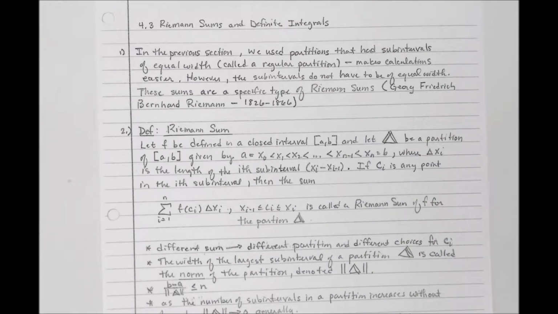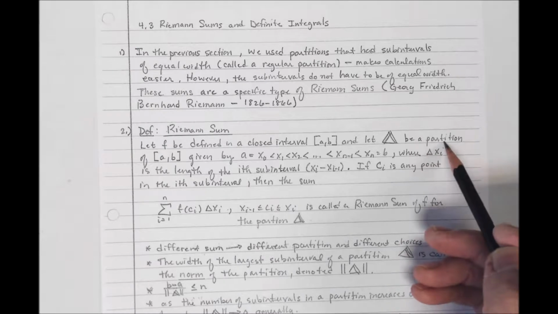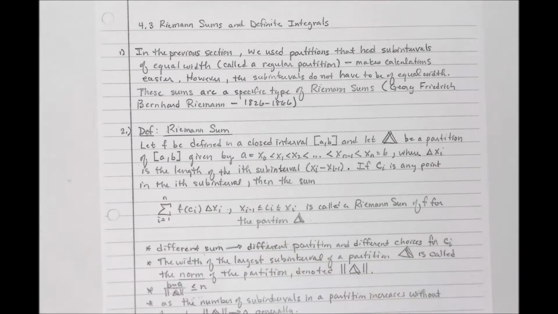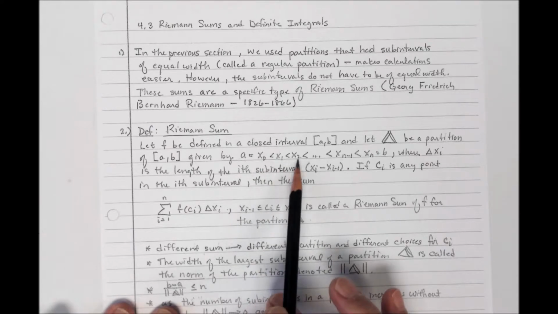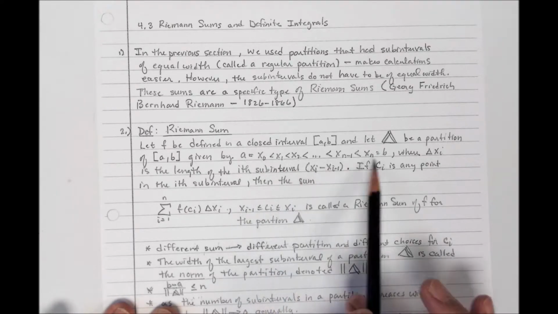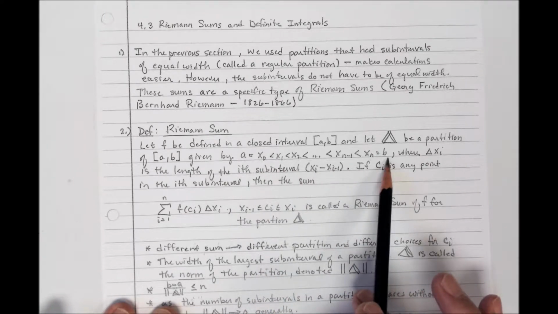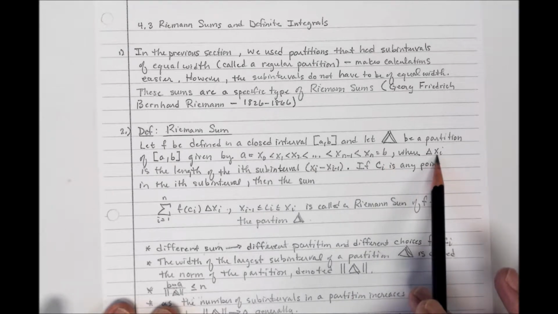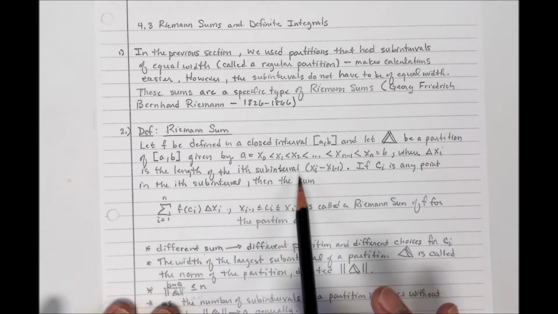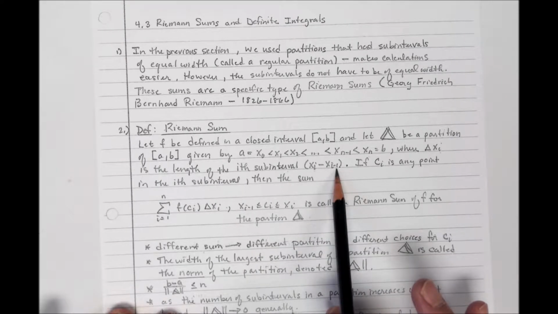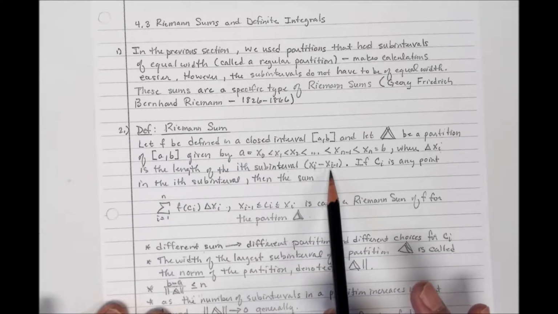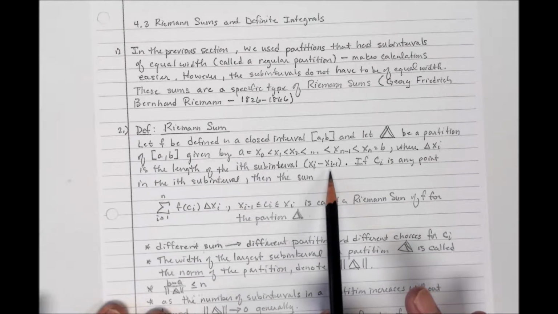So this symbol represents the partition of the interval from a to b, such that a is equal to x sub 0, which is less than x sub 1, less than x sub 2, less than x sub 3, all the way up to less than x sub n, which is b. Then delta x sub i is the length of the ith subinterval. It's the right endpoint minus the left endpoint, and these don't always have to be the same. It can be a regular partition, but they don't have to be.